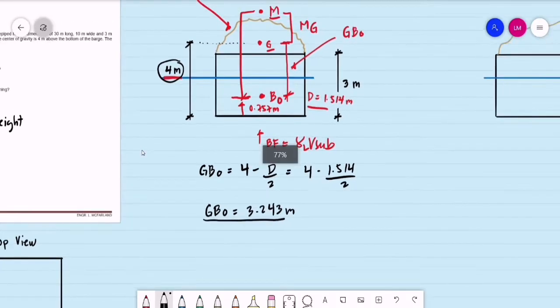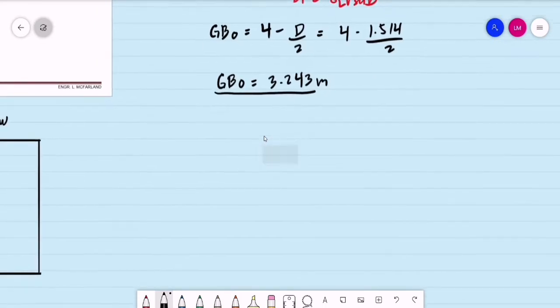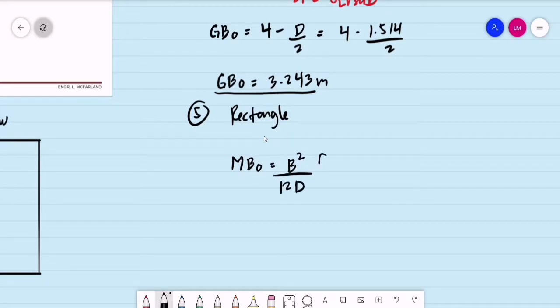Okay, how do we compute the MB sub O, the distance from the metacenter to the center of buoyancy? This can be done by formula, if the section is rectangular. We have the formula MB sub O is equal to B squared divided by 12 times the draft, multiplied by 1 plus tangent squared of theta, divided by 2.